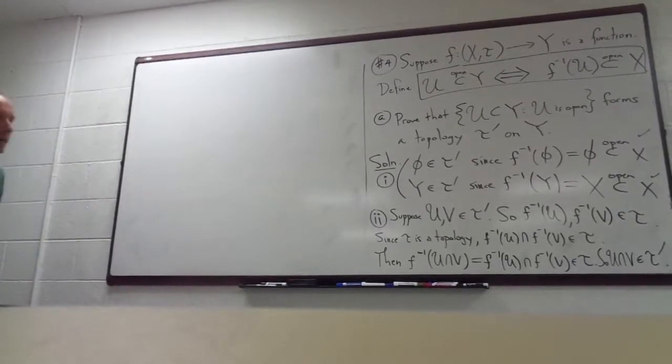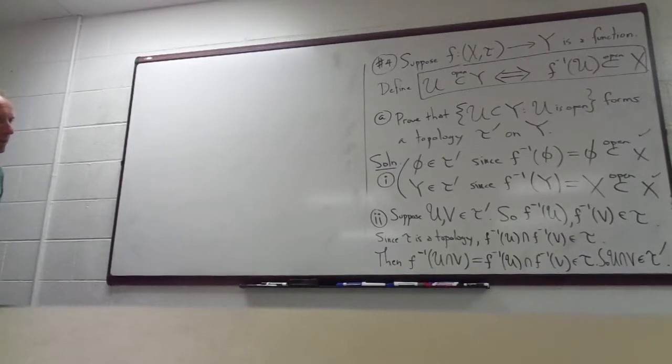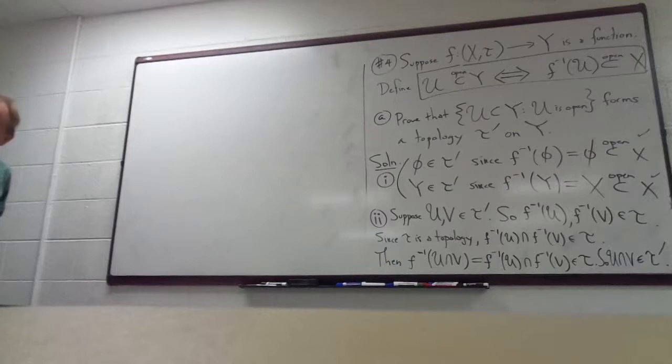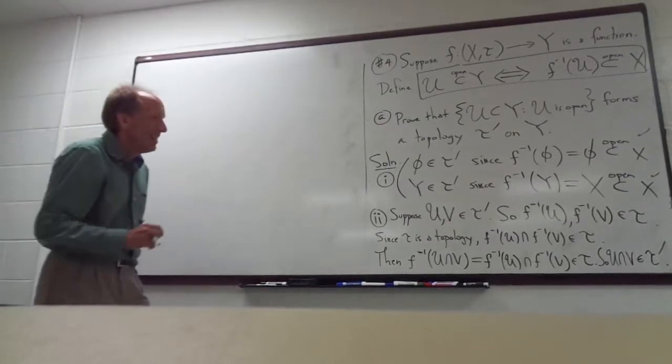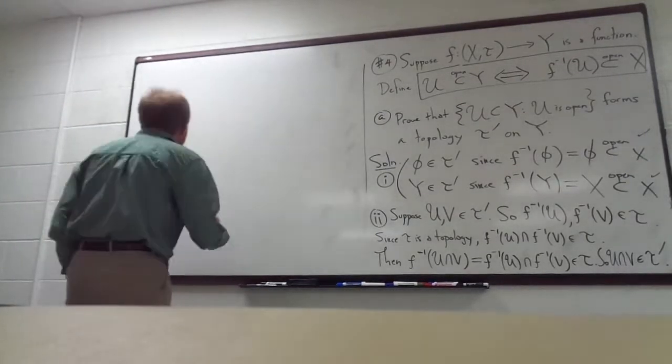All right, it's not bad. So tau prime is closed under intersections, and that's how you prove it. Okay, what's the third thing we have to have here?